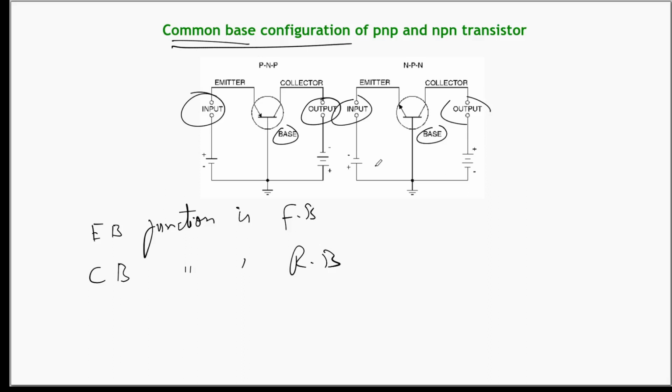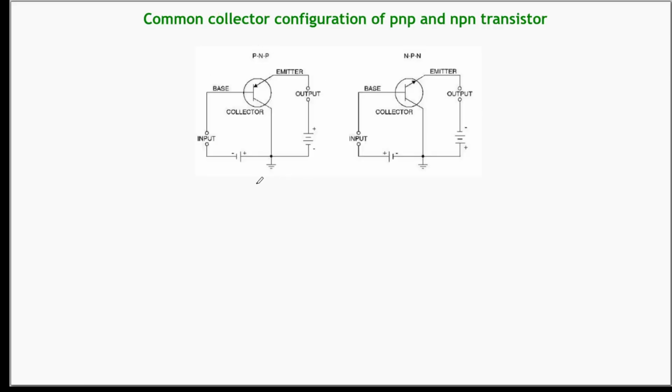As a result, in this case also the emitter base junction is forward biased and collector base junction is reverse biased. We shall see a different type of configuration where the collector is made common for both input and the output. Here collector is grounded, collector is common. So this configuration is called as common collector configuration.